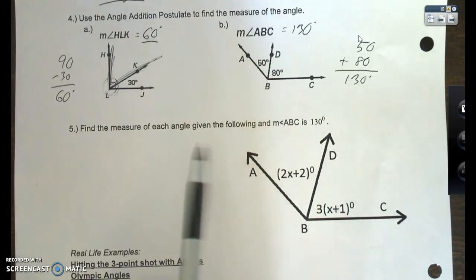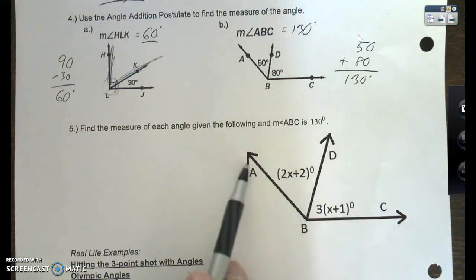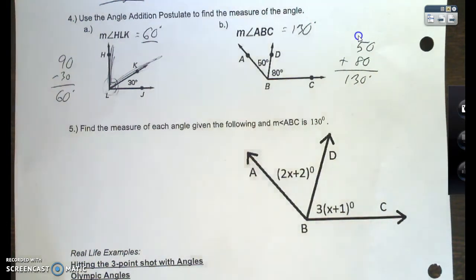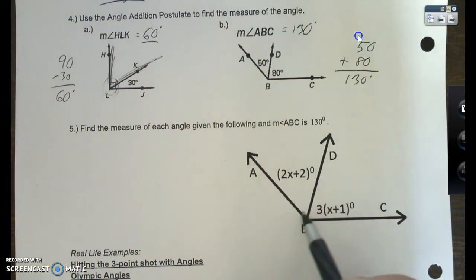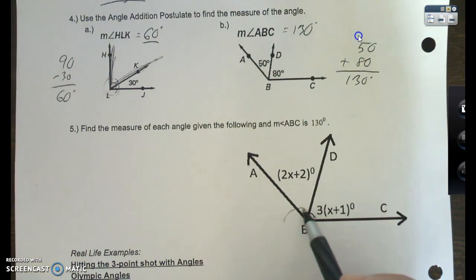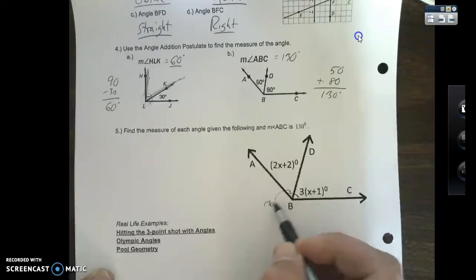Find the measure of each angle given the following, and they tell you that the measure of angle ABC is 130. Now, this is very different than what we talked about the other day with bisecting. Bisecting is when it cuts in half. Here they're telling you the big angle. The big angle is 130 degrees.